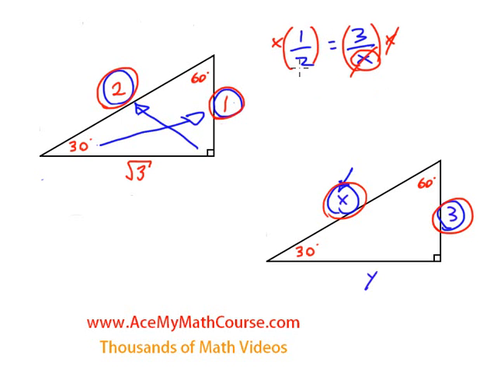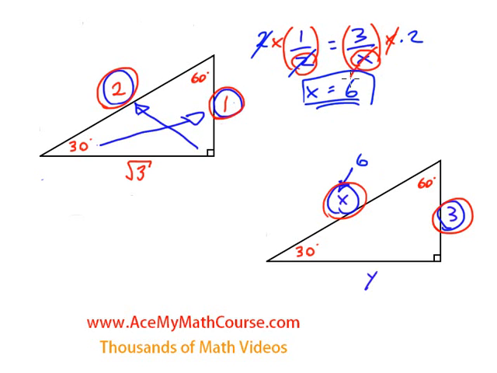But I also want to get rid of this 2 right here. So I will actually multiply both sides of the equation by 2. So these cancel out. X times 1 is just x. 3 times 2 is just 6. That's it. So x measures 6.